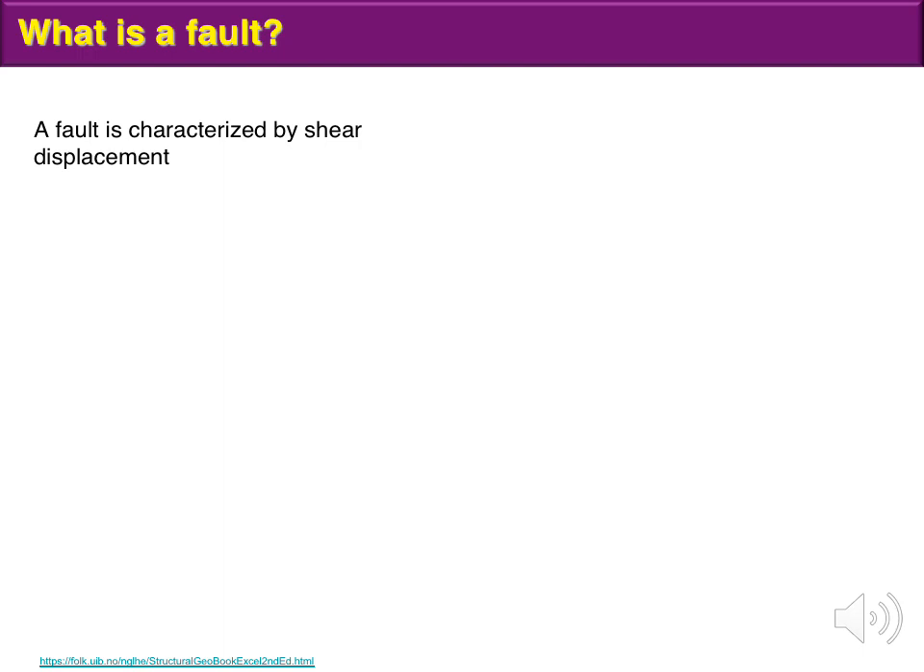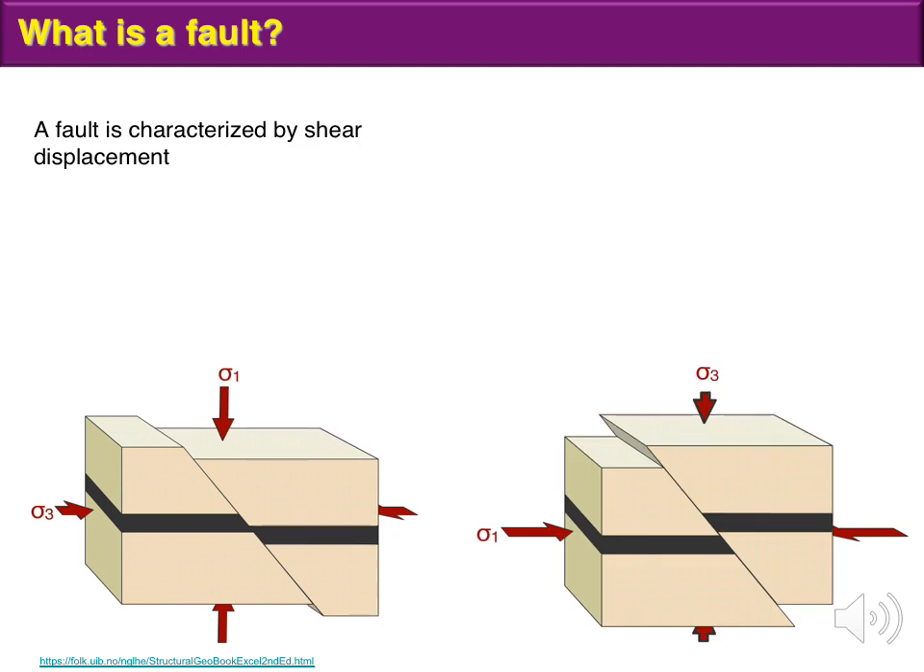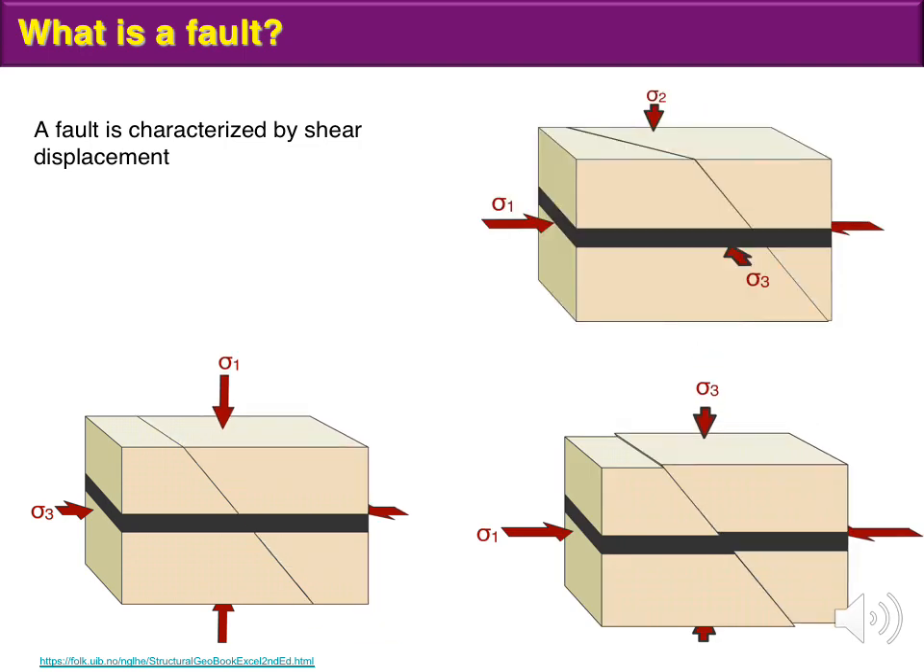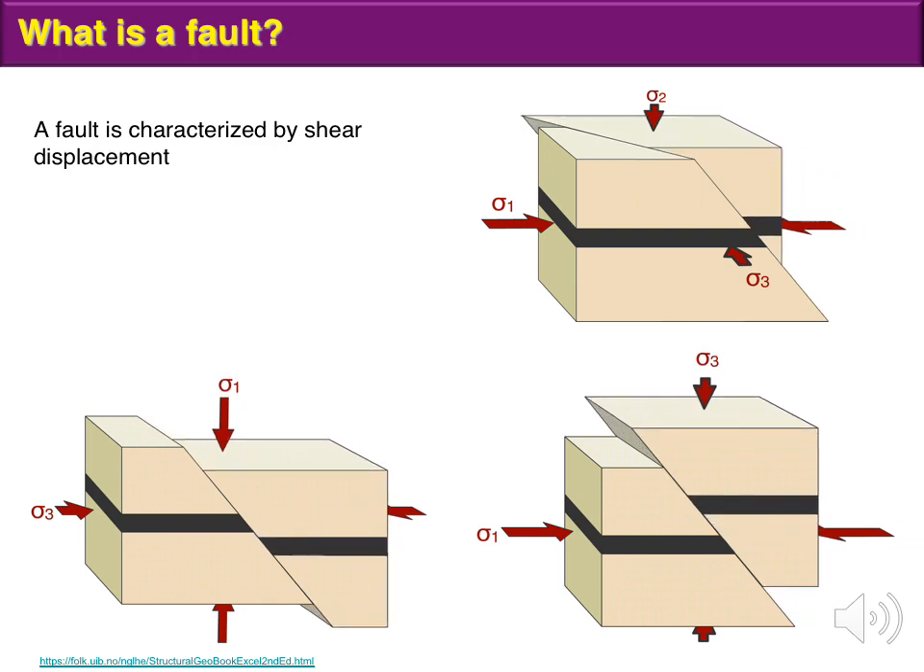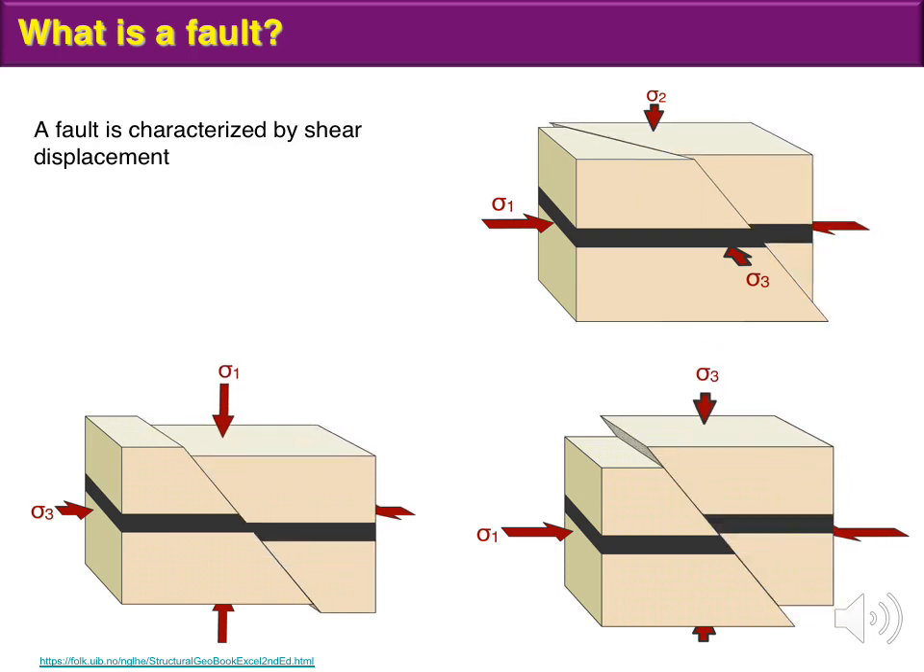So what is a fault? Well, a fault is characterized by shear displacement, which means displacement parallel to the fault itself. Whether we are in the extensional regime, the contractional regime, the strike-slip regime, it's always movement parallel to the structure, to the fault.